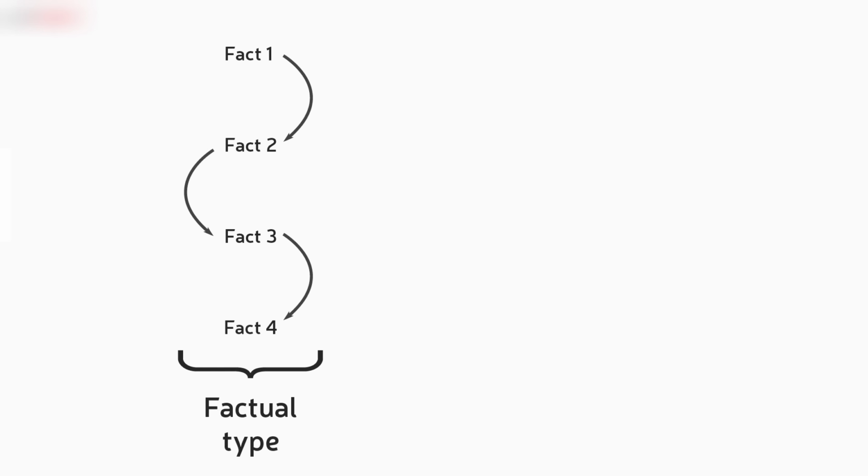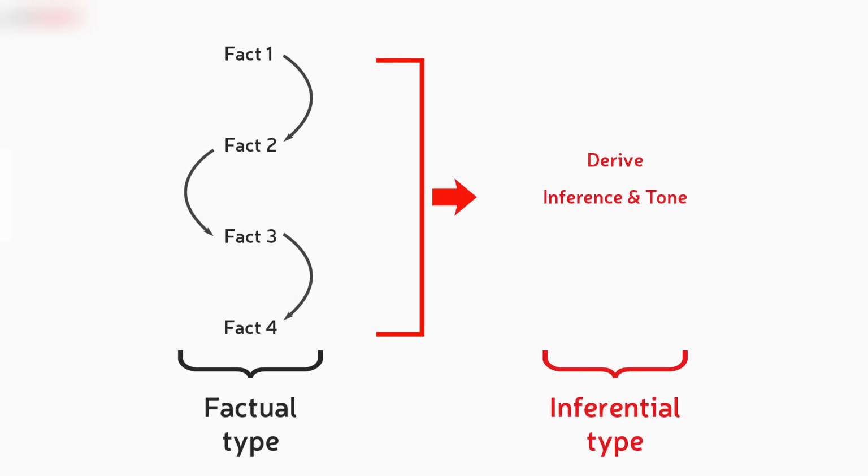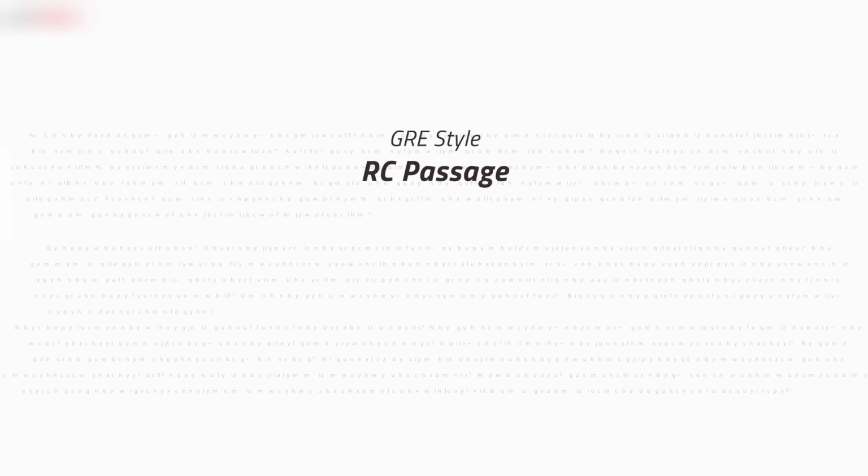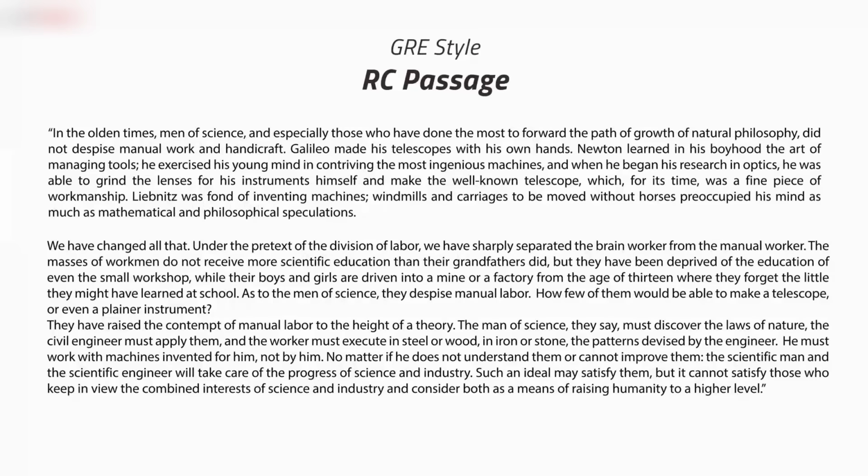But in the case of inferential questions, we need to derive an inference with tone from the passage and then answer the question, with choices being very similar to one another. Not deriving the right inference or tone might push you to fall into the trap answers. We'll explain this with an example. Take a look at the passage and feel free to pause the video to give it a good read.